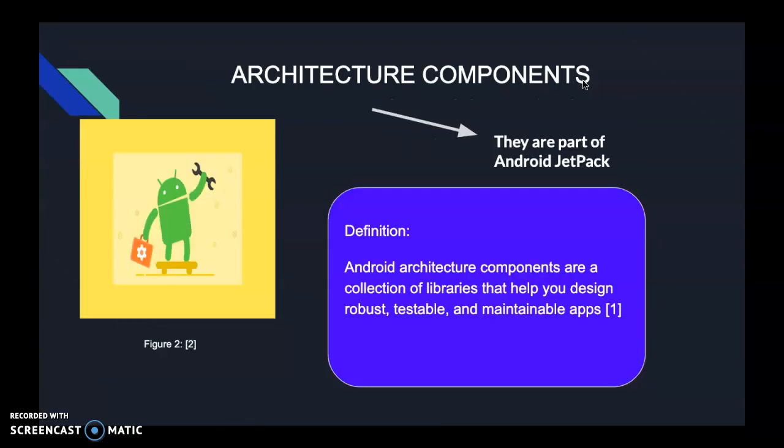According to Android developers' website, the Android architecture components are a collection of libraries that help you design robust, testable, and maintainable apps. Android architecture components are part of Android Jetpack.